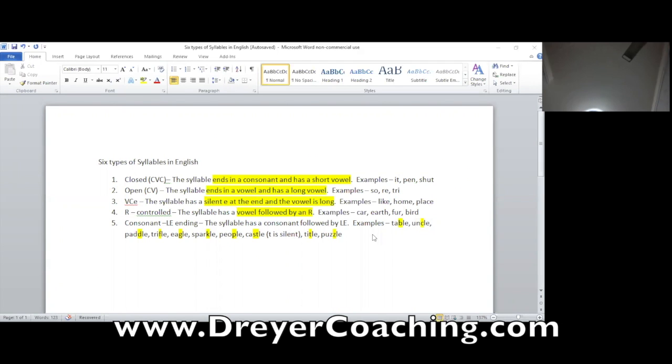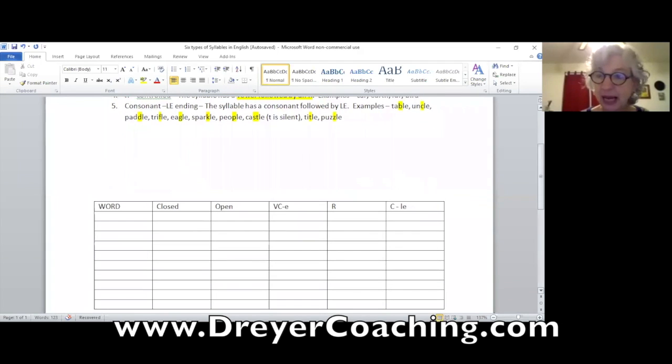Okay, so on your page, I would like you to write across your page the word closed. You could just put a C here for closed. This could just be C. And this one, you can write an O. I'd like you to make a chart in your book. So let's start with this word.